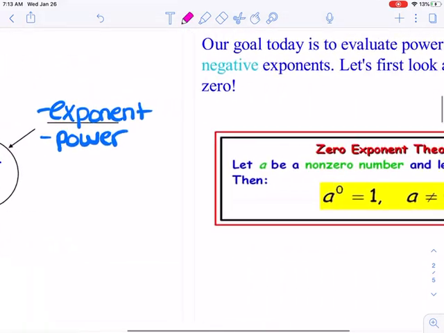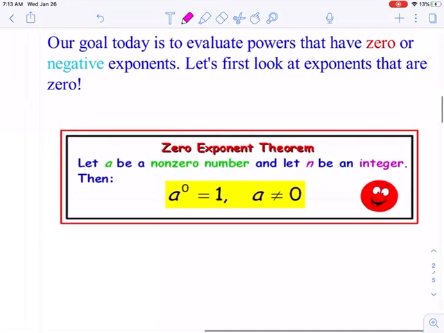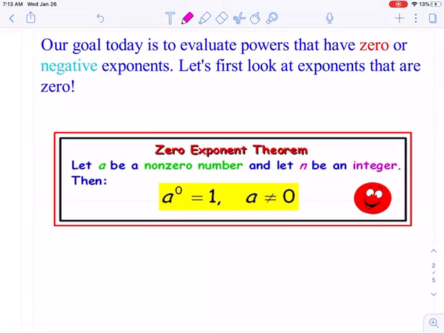So here's our first rule for this unit. If we have a number raised to the power of 0, that answer is always going to be 1. Always going to be 1. The exception is if it is 0 raised to the 0 power. If we have 0 raised to the 0 power, that's the only time something raised to the 0 power is not going to be 1. It's actually going to be undefined.